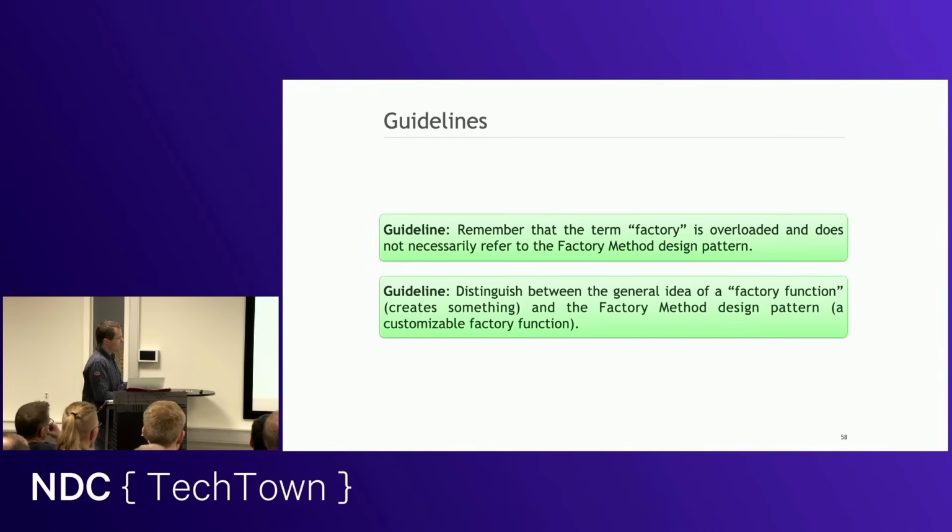We somehow distinguish, communicate about how shapes are created. I want to do this, but you know the details. So perhaps consider factory method design pattern a customizable factory function. That might be a good translation. All right.